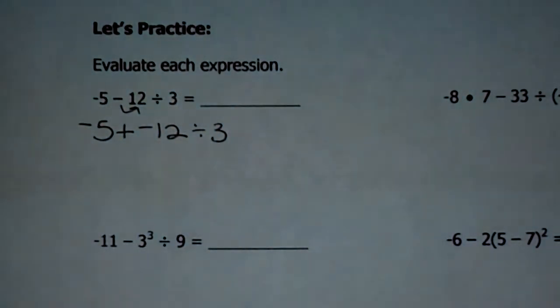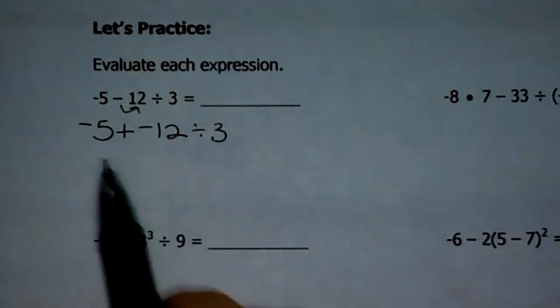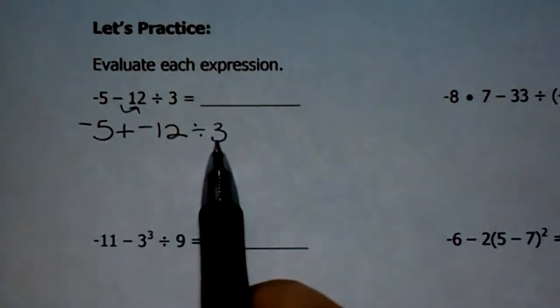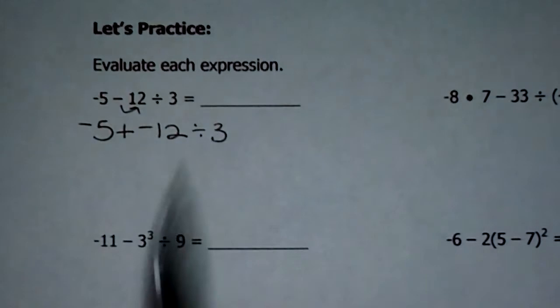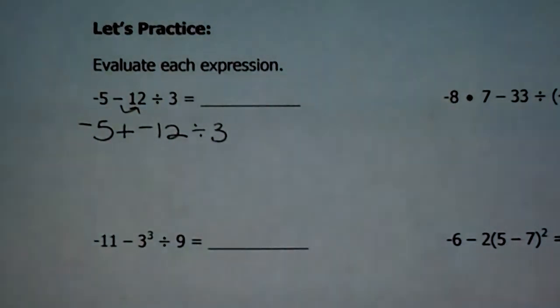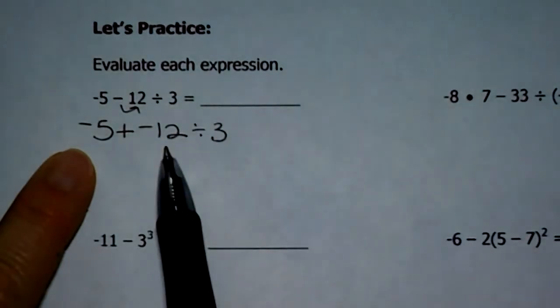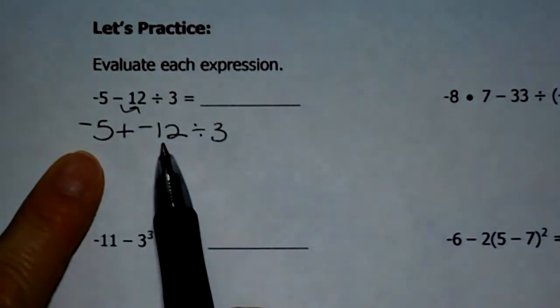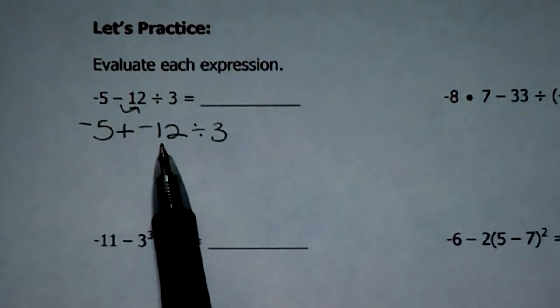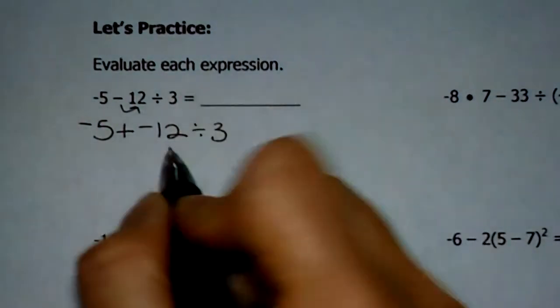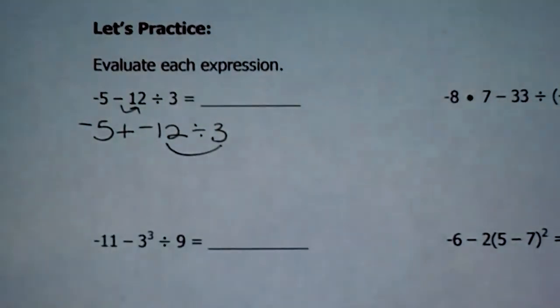Okay, in looking at this problem, you might immediately want to take -5 plus -12 and then divide by 3. You can't do that. Order of operations comes into play. So, starting with P, there aren't any parentheses, we're good. There aren't any exponents, we're good. The next step would be to solve any multiplication and division that you see. That happens before we can add. So your next step needs to be to do this -12 divided by 3.